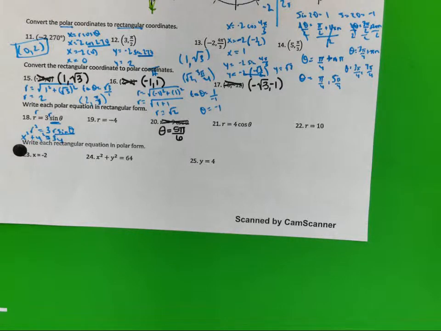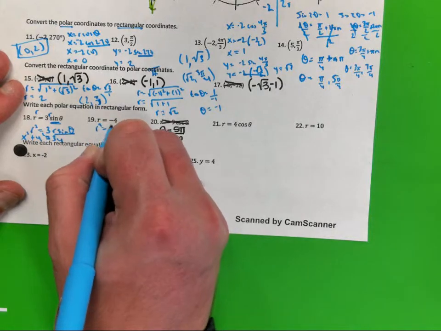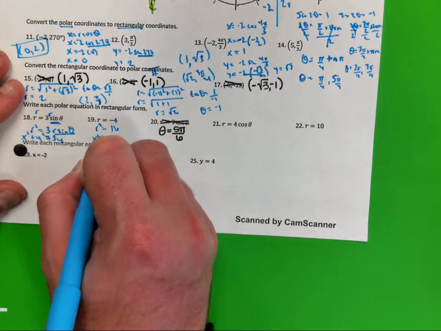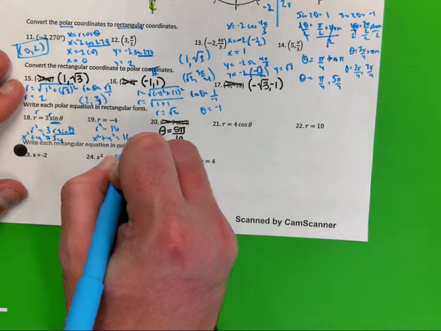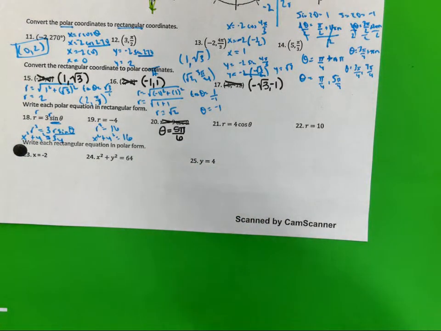All right, number 19. Do we need to multiply both sides by r or just square both sides? Square both sides. Very good. So r squared equals 16. X squared plus y squared equals 16. You wouldn't simplify down to be x plus y equals 4? No, it's not a difference of squares.